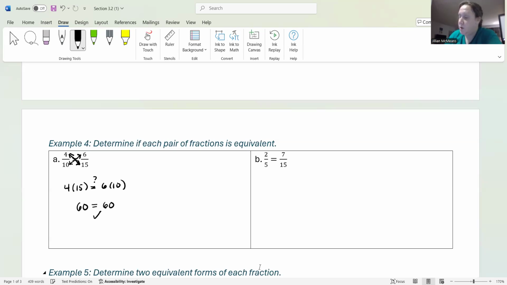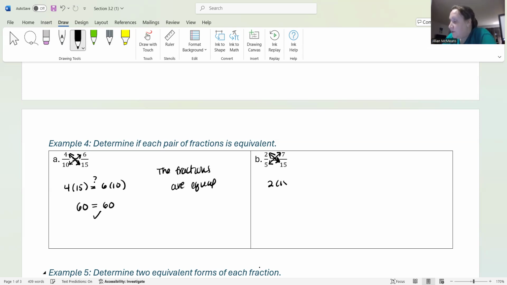Those are definitely equal, so we would say the fractions are equal. Or, depending on how the question is worded, you could just put a yes. Either way, these are equivalent fractions. Okay. So next up, we have 2/5, and then we have 7/15. So let's do our cross multiplying.